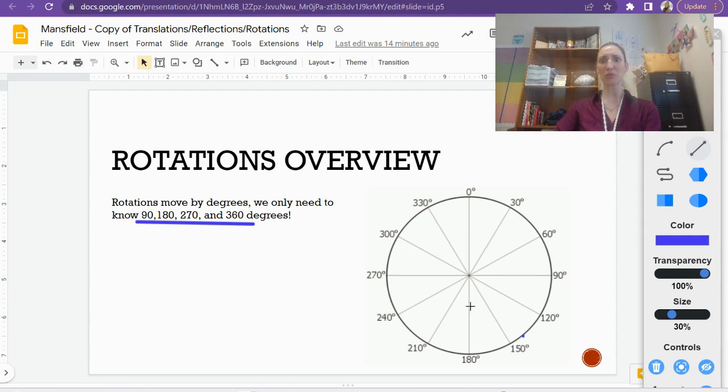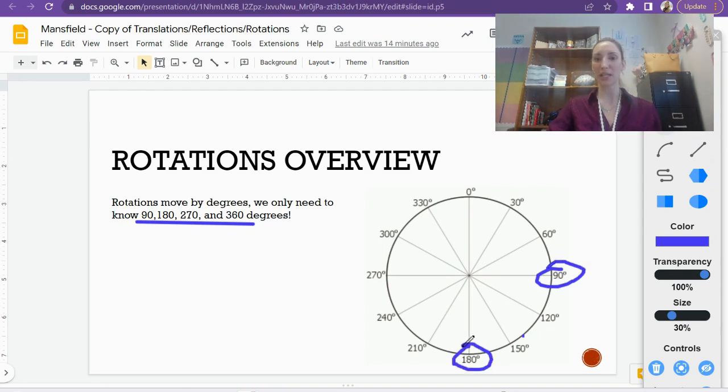If you look at this picture over here, it's like, oh my gosh, there are so many numbers, so many degrees. I'm going to go crazy. Don't go crazy, okay? We are only talking about, let me circle them for you over here. We're only talking about 90, 180, 270, and 360. It's actually when we go back to the beginning. All right. So here's the thing. Let me give you an example.